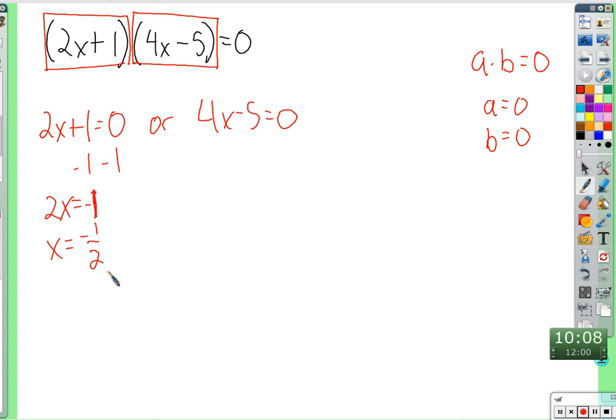Good. Can you help us find the other one? Yeah, okay. On the other one? Yep. So minus or plus 5 on each side. Okay, where x equals 5. And then divide by 4 on each side.